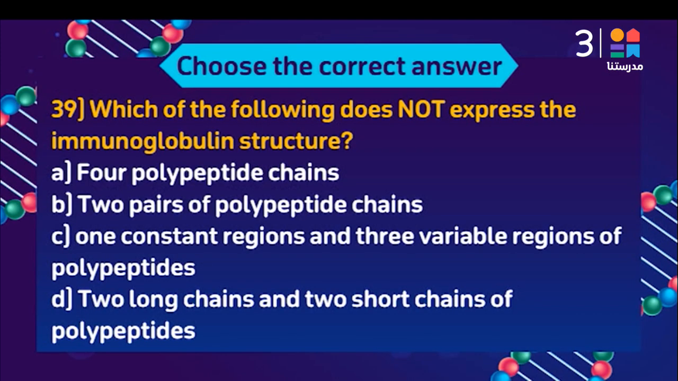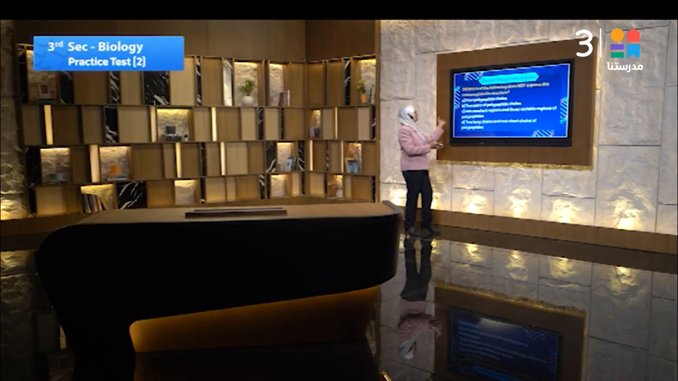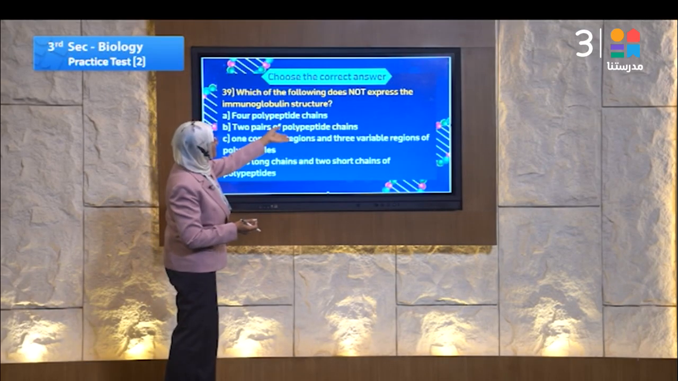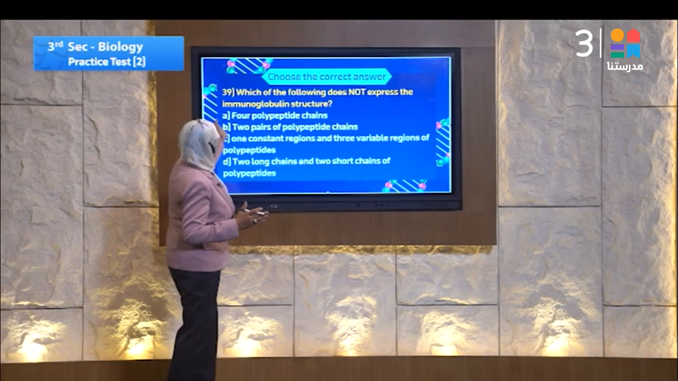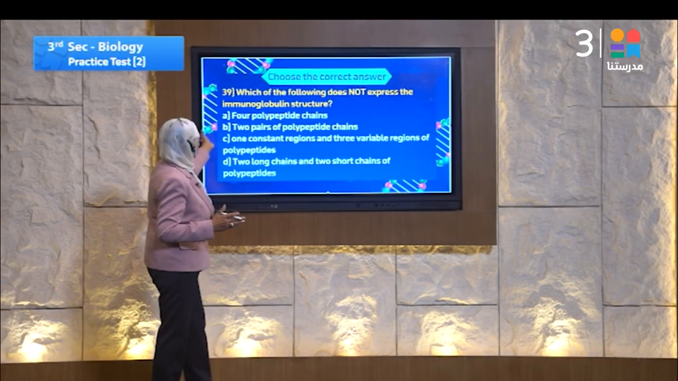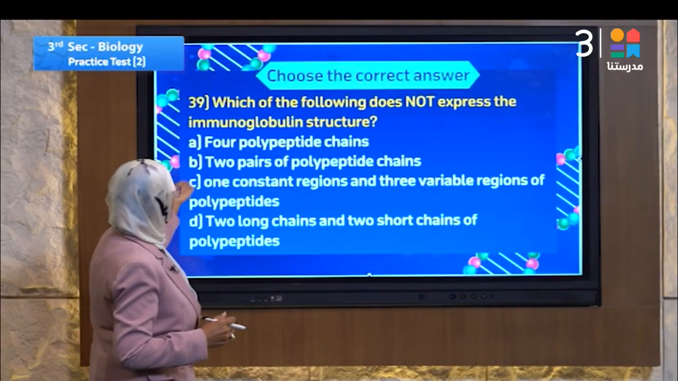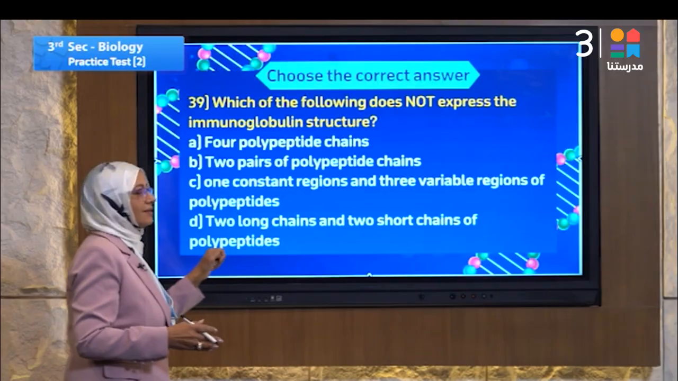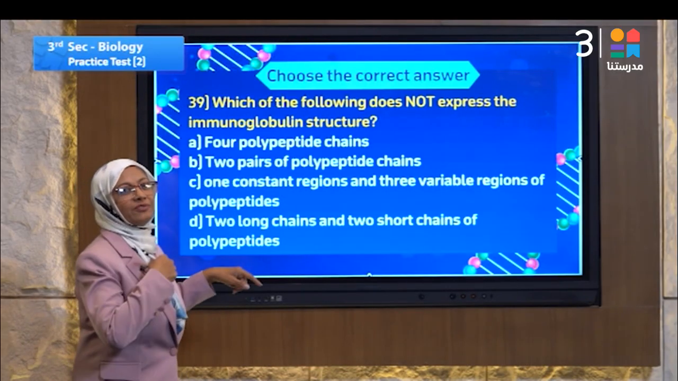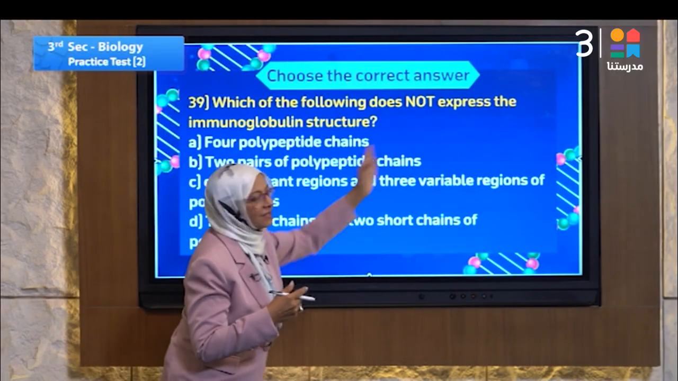Let's go to question number 39. Which of the following does not express the immunoglobulin structure? Let's read it again: which of the following does not express the immunoglobulin structure? Number E, 4 polypeptide chains, 2 pairs of polypeptide chains. They are the same. Yes, that's 4. But we must find the one that does not express it.